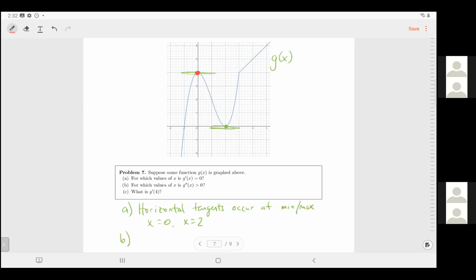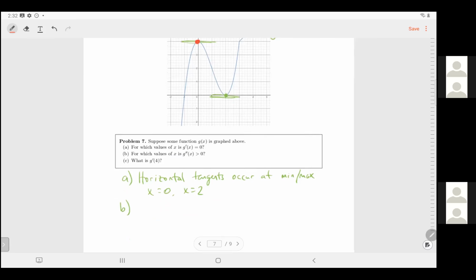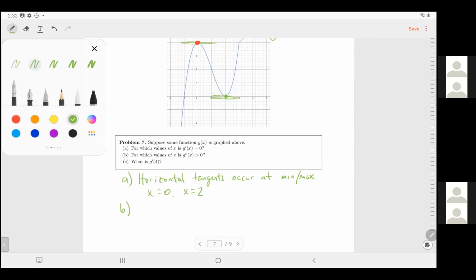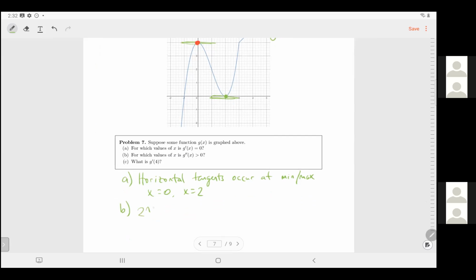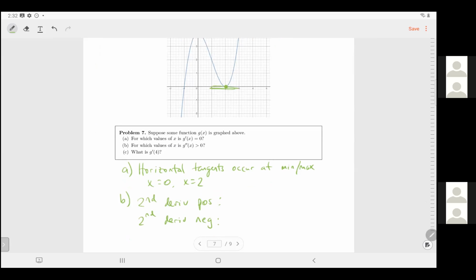Maybe a little hard to tell. The thing to remind ourselves of is that second derivative positive means I get one shape to my graph, and second derivative negative means I get another shape. So if it's positive, I should get some concave up shape. I like to think of a smiley face because it's positive. If my second derivative is negative, I get something that's concave down. I like to think of a frown because negative.